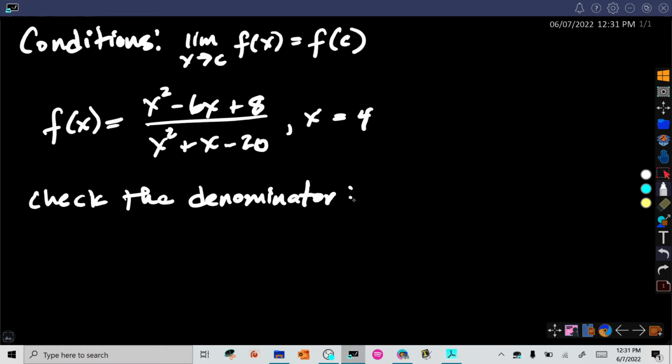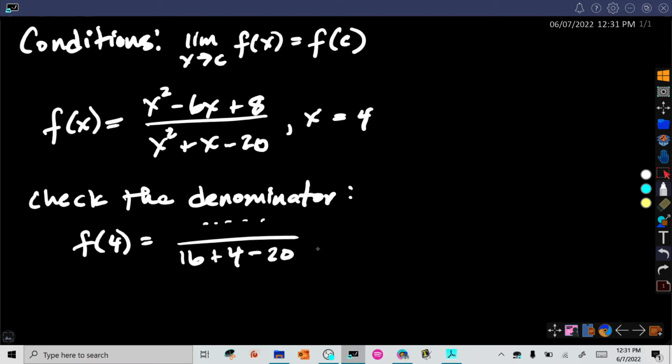So if I substitute f of 4 into the equation, I don't really care about what's going on up in the numerator. I only care about what's happening in the denominator. So if I sub in 4, I'm going to get 4 squared, which is 16, plus 4 minus 20, which you'll notice I get a whole bunch of stuff in the numerator. I don't really care what that is, and a 0 in the denominator.